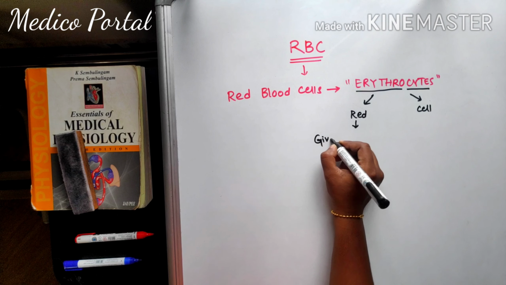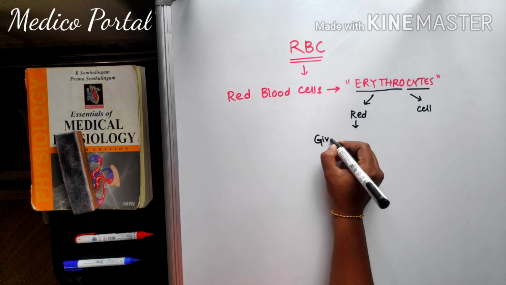Coming to the first point, structure. These are non-nucleated cells. That means these cells do not have any kind of nucleus, and they are biconcave in shape. These non-nucleated cells do not have any kind of DNA. DNA is present in the nucleus, as it has no nucleus, no DNA. And these cells also don't have any powerhouse of the cell, that is mitochondria. So the energy is obtained by the process of glycolysis for the RBC. And the shape is biconcave, which is nothing but a dumbbell-like shape.